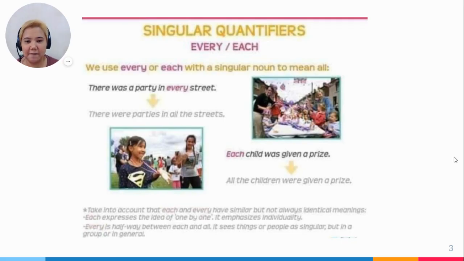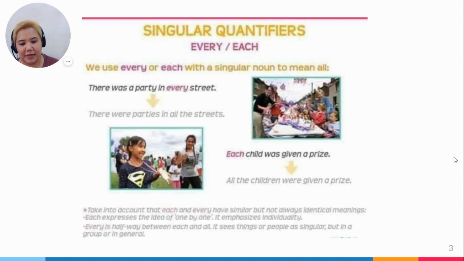Next, we also have our singular quantifiers, every and each. Just remember, we use every or each with a singular noun to mean all. Example, there was a party in every street. This would mean there were parties in all the streets. Each child was given a prize. All the children were given a prize.